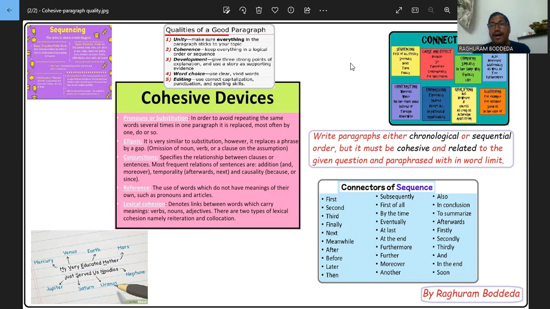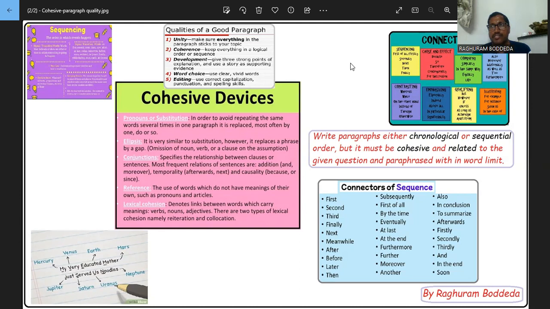The second one is how you need to keep the paragraphs. It should be in a logical and sequential order, or you may use the chronological or logical order. And the third one is the development of the paragraphs. It depends upon the number of strong points, point one, point two, point three, depending upon the question and the size of your paragraph writing.